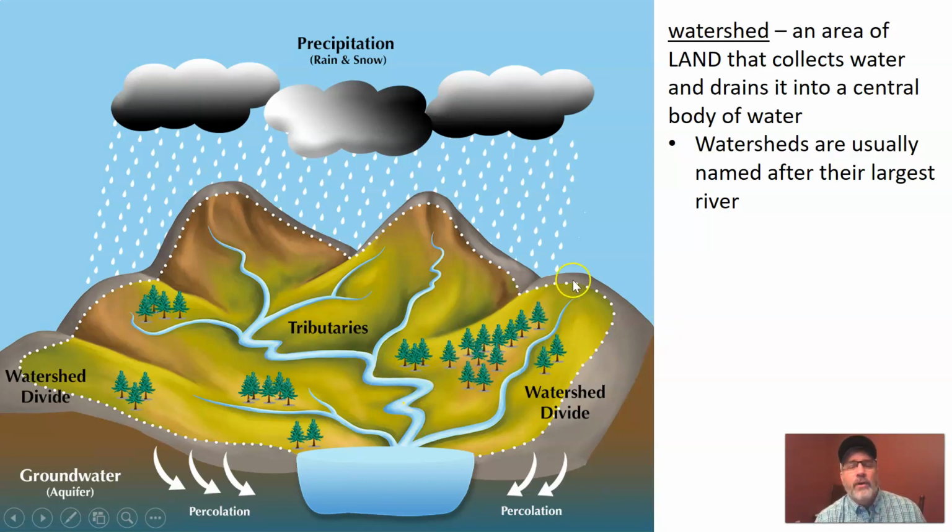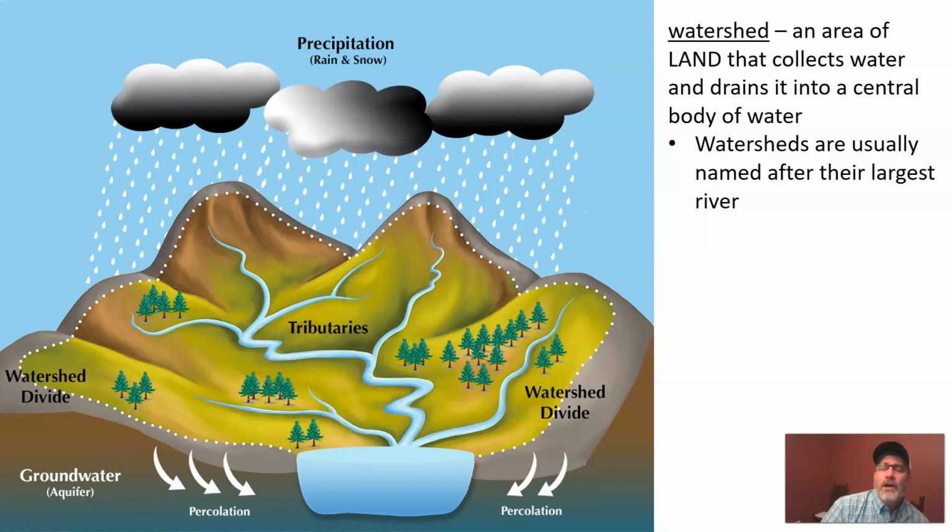So here we can see, as we look at this particular diagram that would show us a watershed, I want you to notice that these are some high places. So these are those watershed divides. This is the boundary, if you will, of the watershed. And so all of the water from within this area is going to flow down into this central stream, right? And that's what a watershed is.